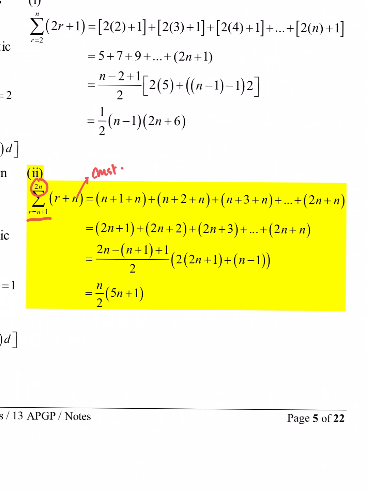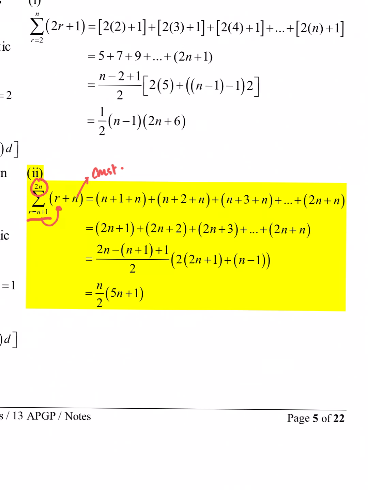Now, when you don't know how to begin, it will be useful if you can write down the first few terms. Usually we write down the first 3 terms and the last term of the summation. So the first term will be when I substitute in r equals to n plus 1. That will give me n plus 1 plus n.